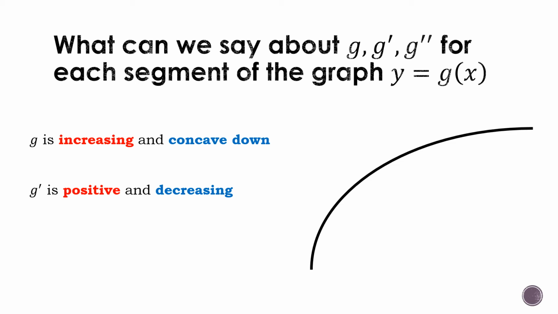And then the second derivative, if you go back and look at concave down, which means the first derivative is decreasing, it tells you that the second derivative is negative. So it would be sketched below the x-axis.